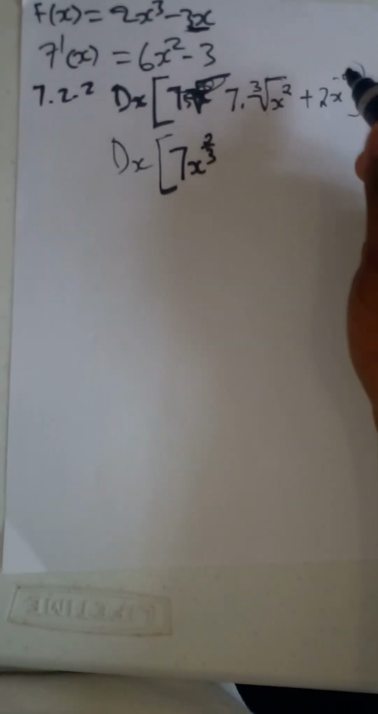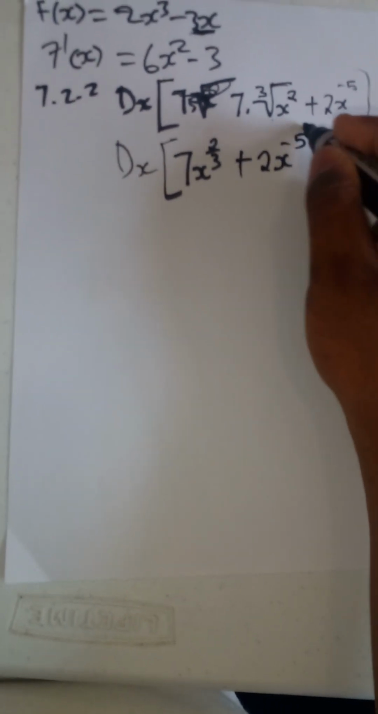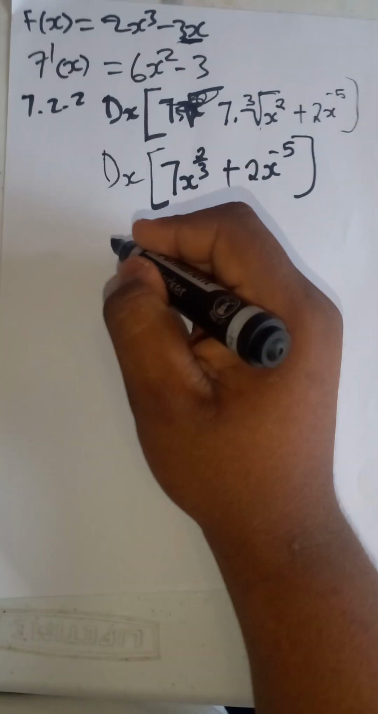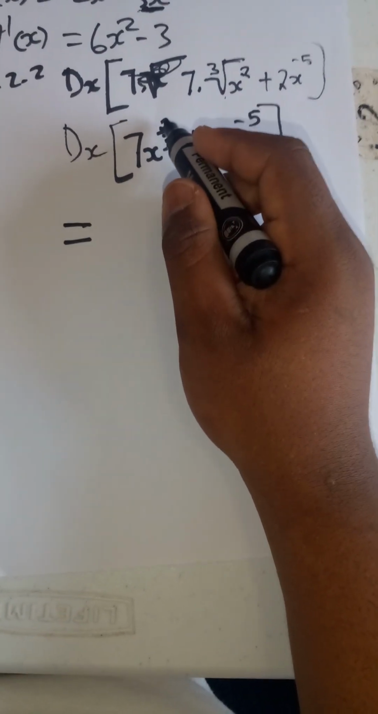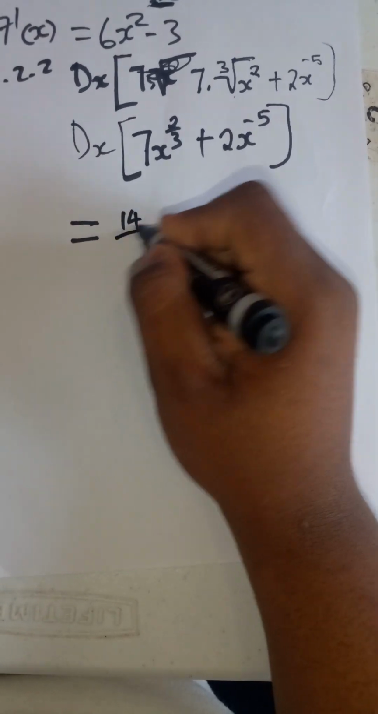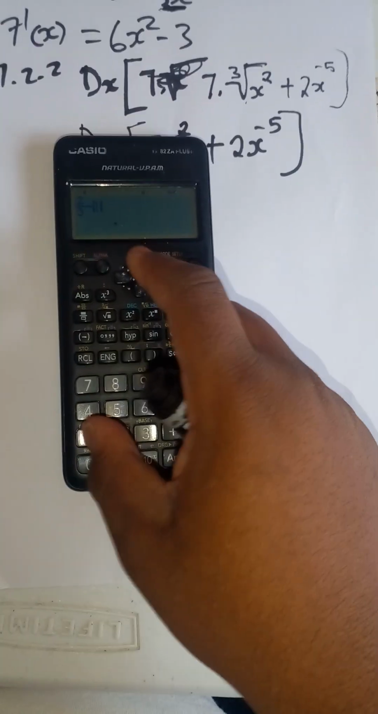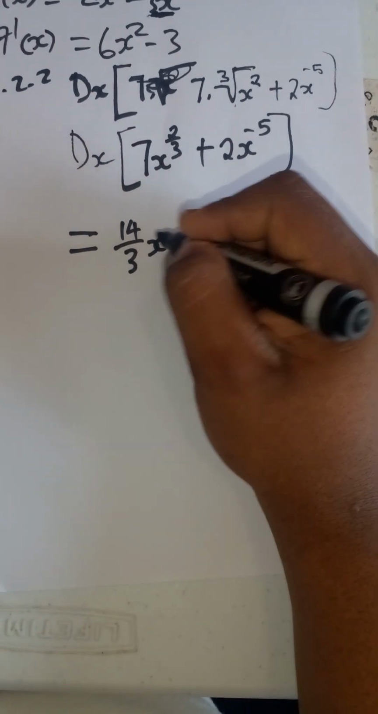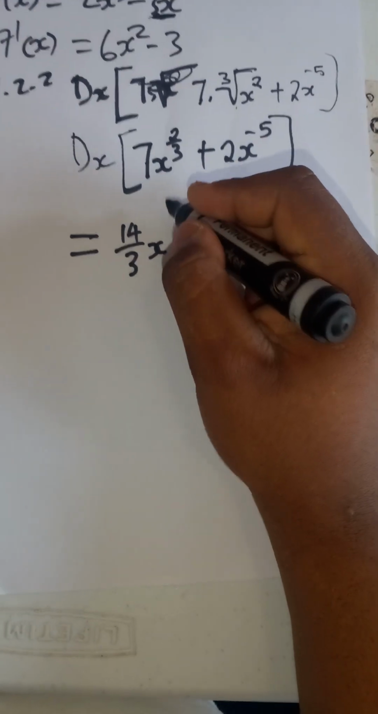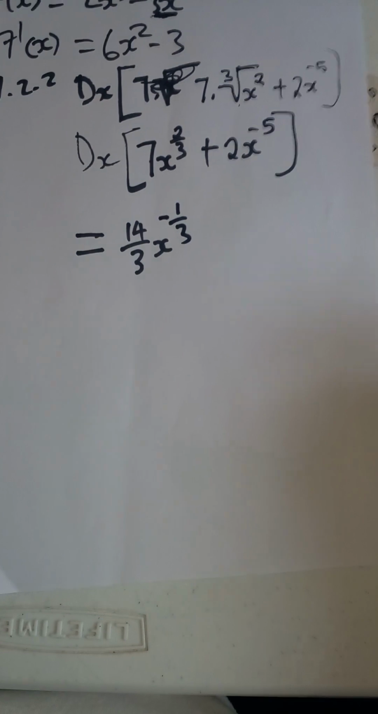Now that one there is also fine, so you can say plus 2x to the power of minus 5. When it is like this, I can find the derivative. So simply say equals 7 times 2 over 3, which is 14 over 3, and then x. Take a calculator: 2 over 3 minus 1 gives negative 1 over 3. So you get 14 over 3 x to the power of negative 1 over 3. Is it fine, guys?